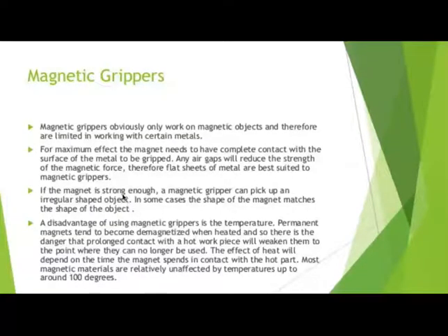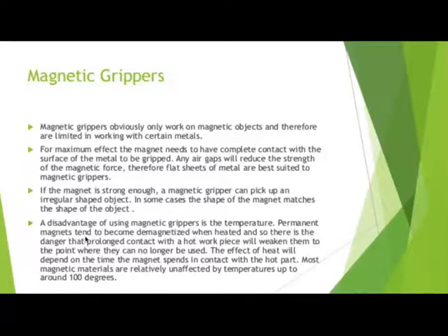If the magnet is strong enough, a magnetic gripper can pick up an irregularly shaped object. In some cases, the shape of the magnet matches the shape of the object as well. That would be very convenient, the perfect one. A disadvantage of using a magnetic gripper is temperature.